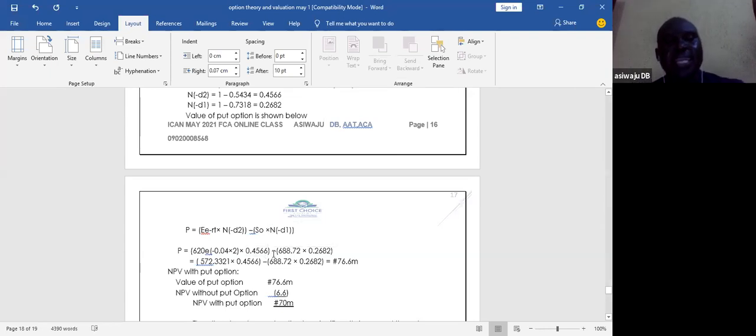You close your bracket again, minus... what's our SO? Our SO is given as 688.72, multiplied by N minus D1. Your N minus D1 is also computed for you. Please work out the value. If you put your calculator to work, the value of your put option is approximately 76.6 million. Please reconfirm.